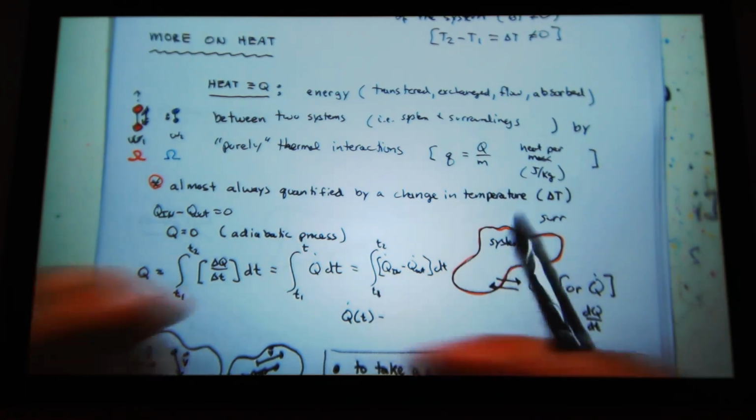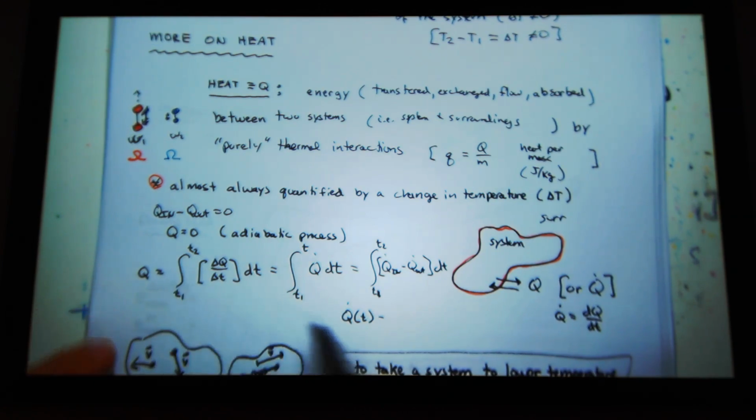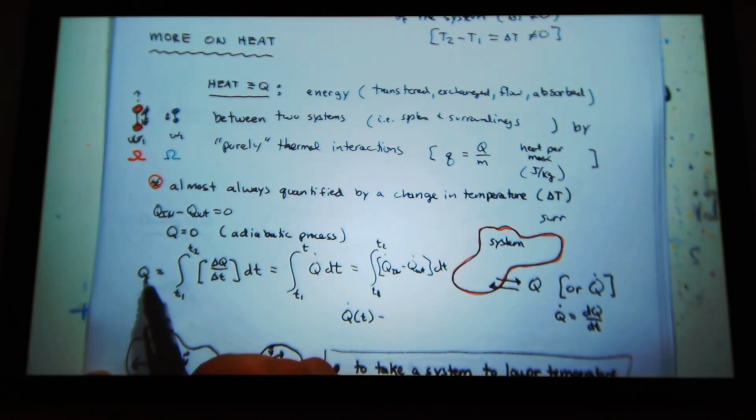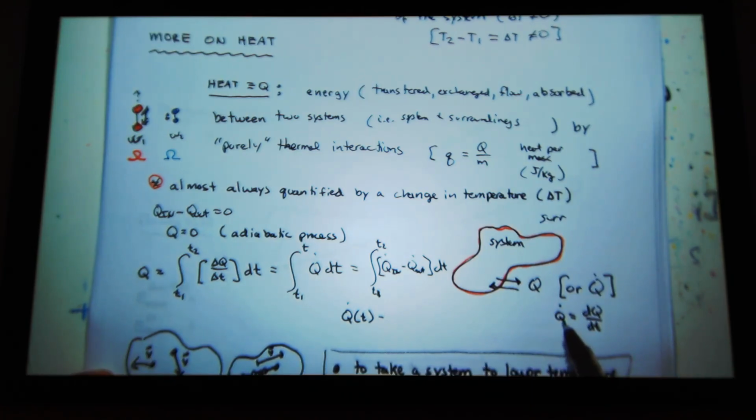And of course I can bring the integral, I can break it. I'm just trying to emphasize the point that I can go from the total amount of heat transfer and I can couple that to a heat transfer rate. And when I do that, I always want to think of it in a calculus integral form.